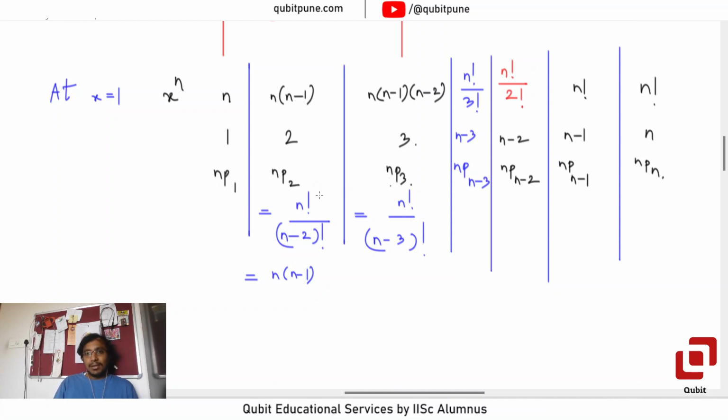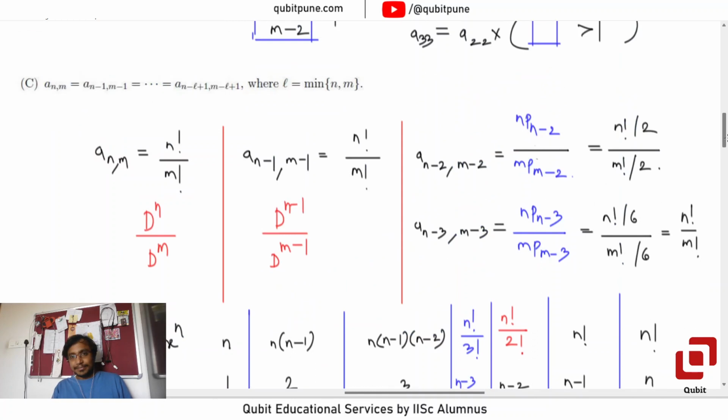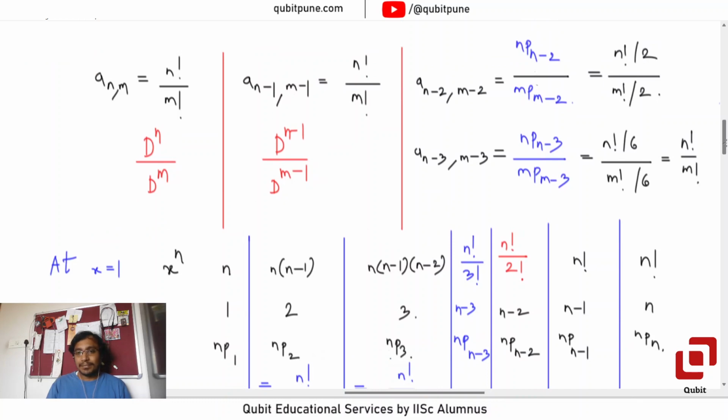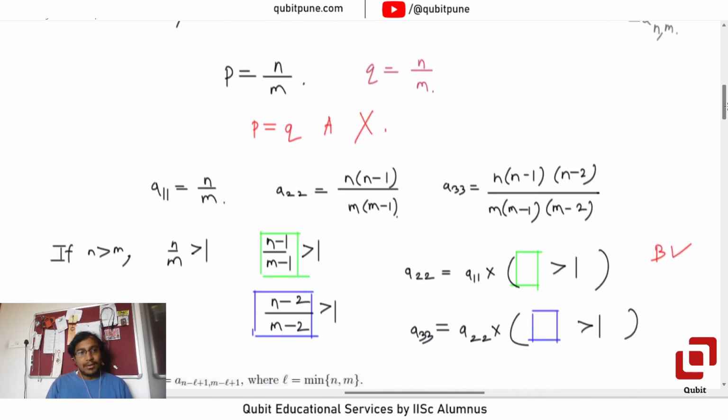Yes, so that's exactly what I did here. I said if I want to find a n minus 2, m minus 2 for the case here, it would just be nPn minus 2 upon mPm minus 2, and that would be just n factorial by 2 upon m factorial by 2, which will lead to cancellation of the 2s. So that will get cancelled. Clear?